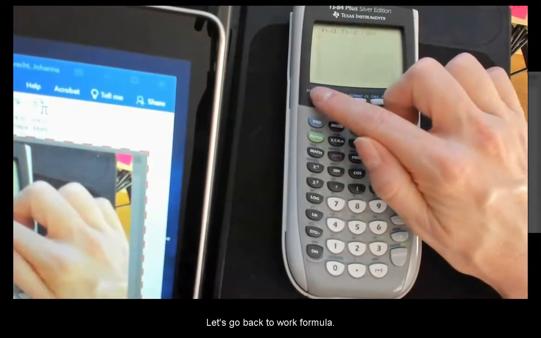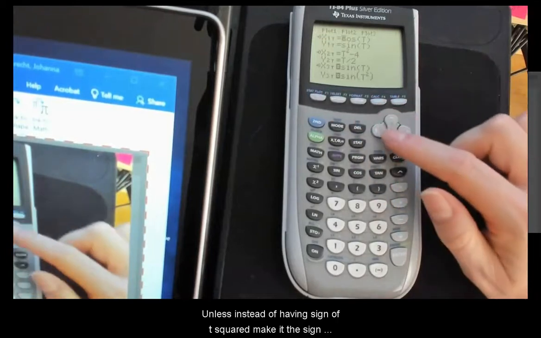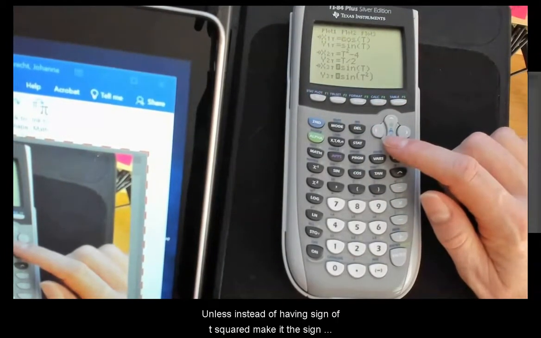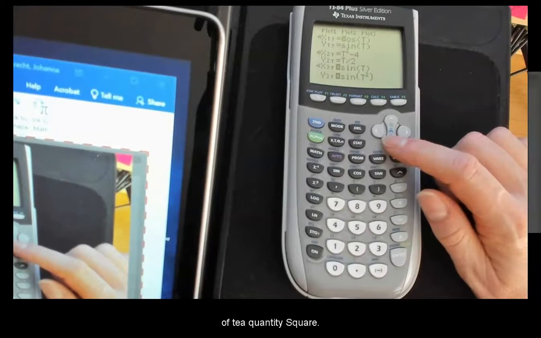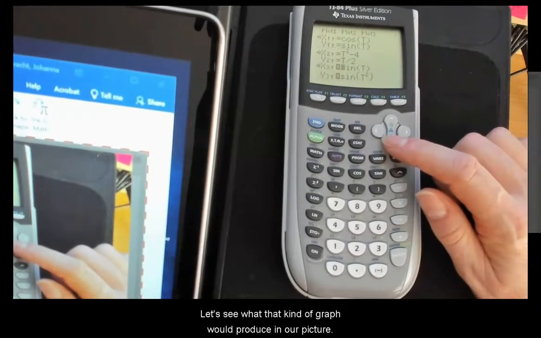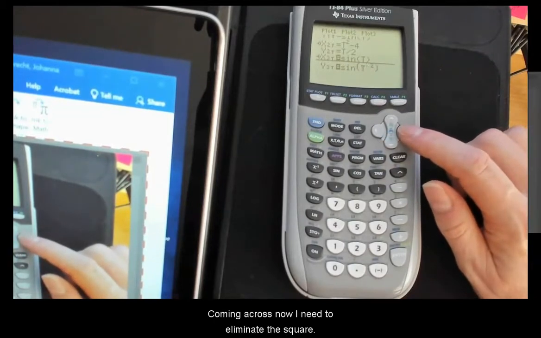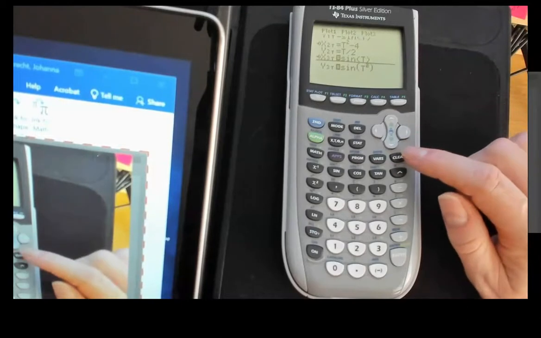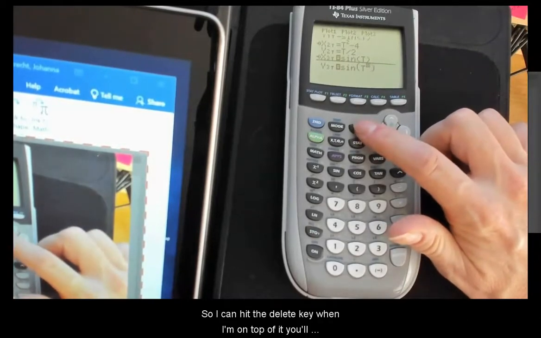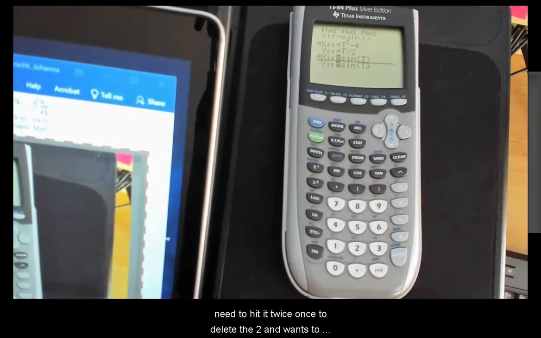Let's go back to our formulas, and instead of having sine of t squared, make it the sine of t quantity squared. Let's see what that kind of graph would produce in our picture. Coming across now, I need to eliminate the square. So I can hit the delete key when I'm on top of it. You'll need to hit it twice, once to delete the 2 and once to delete the power.